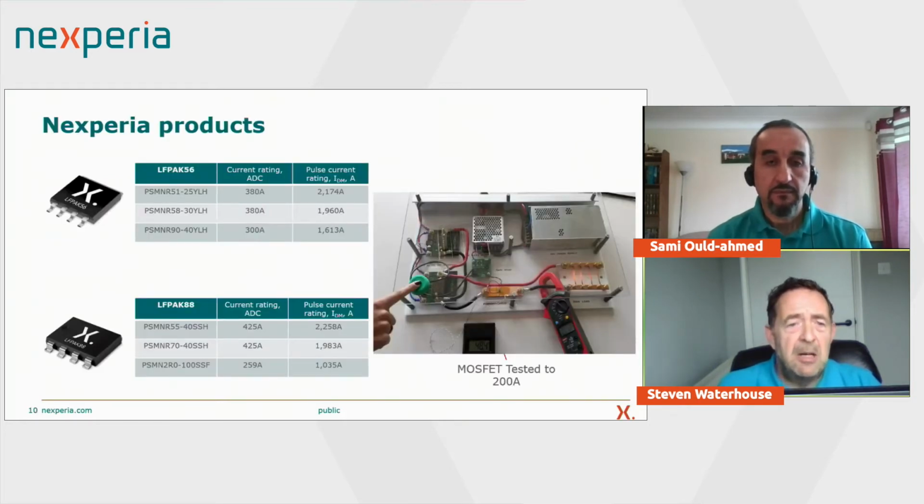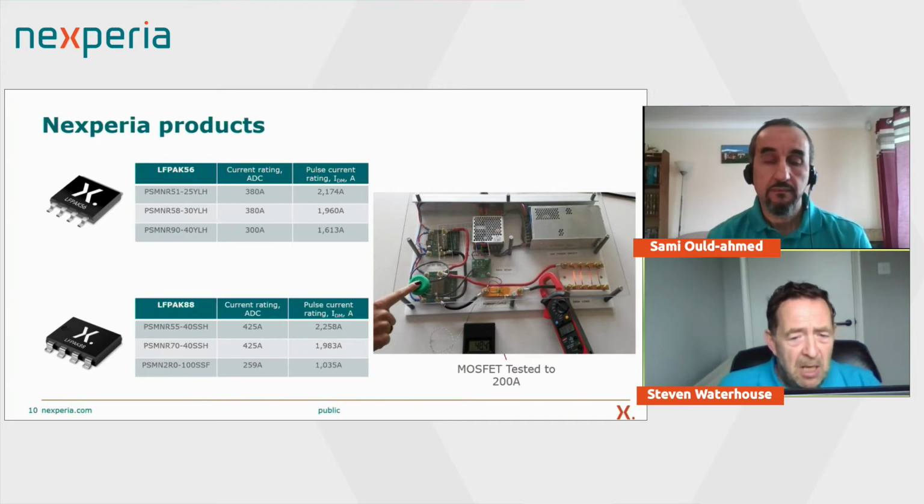Next slide, please. Okay, so I've detailed a few Nexperia products here. I'll focus on the R5125YLH at the top left there. That's a 380 amp rated device. That means that if you were to pulse that device, you can get over 2000 amps for a short period of time. You wouldn't want to do that all the time, but for a short period of time to get a motor started or a ramp up started, that's the sort of current you may require.